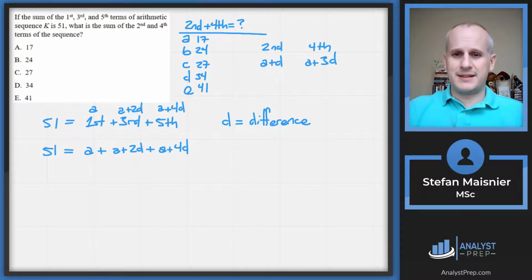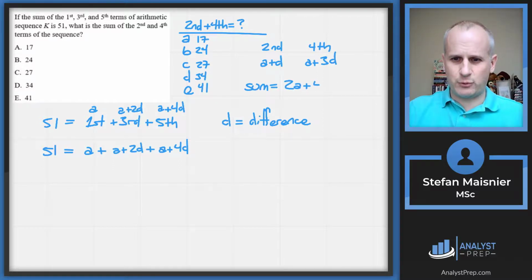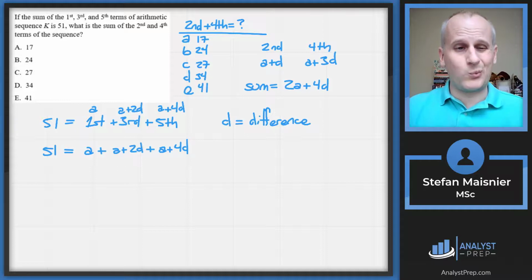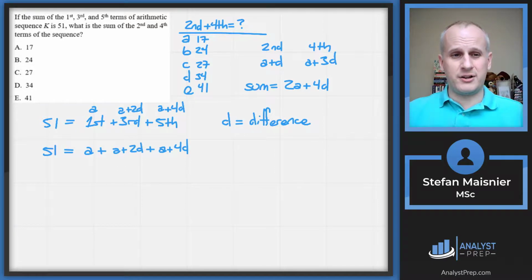So that means that my sum that we're seeking is going to be equal to 2A plus 4D. And remember, we don't want to auto-solve for the individual variables. I'm not looking for A and D on their own at this point. I'm looking for the fastest way to get to 2A plus 4D.